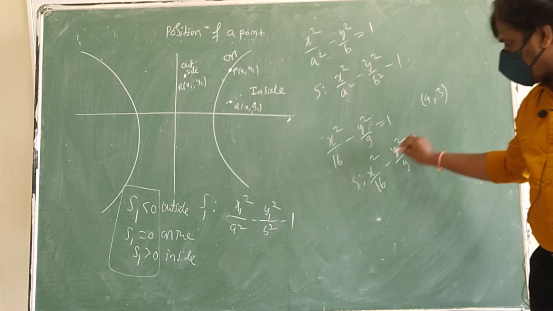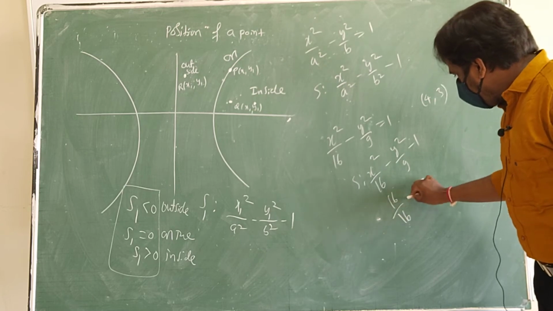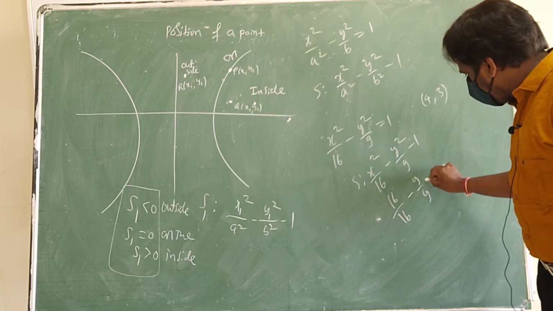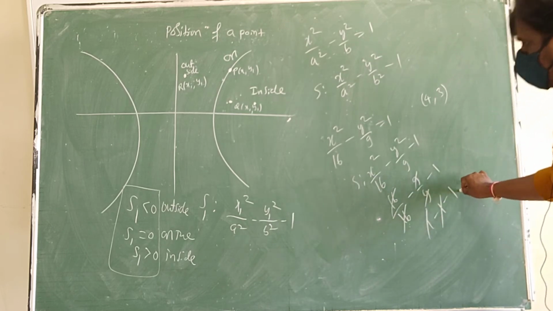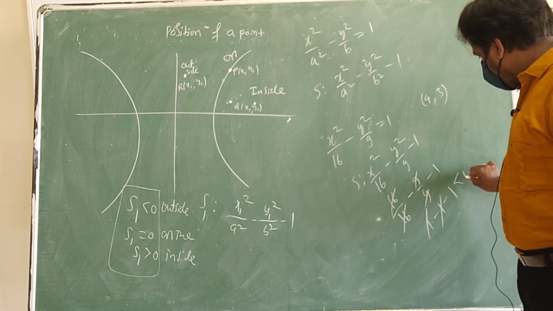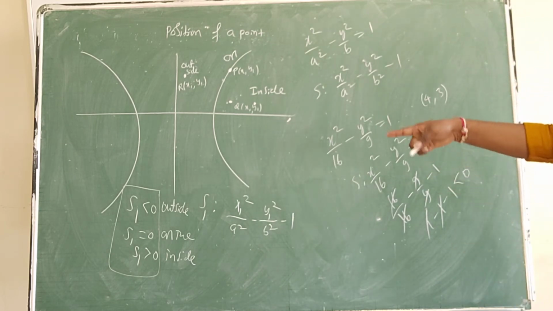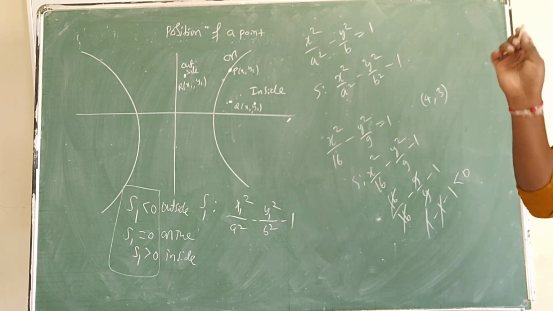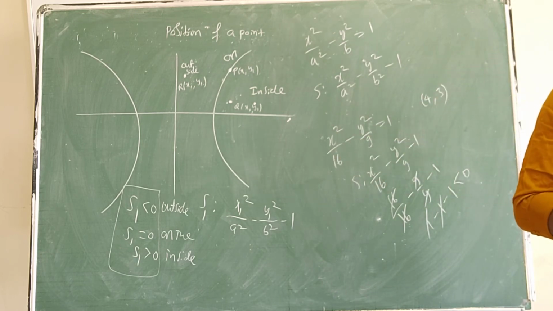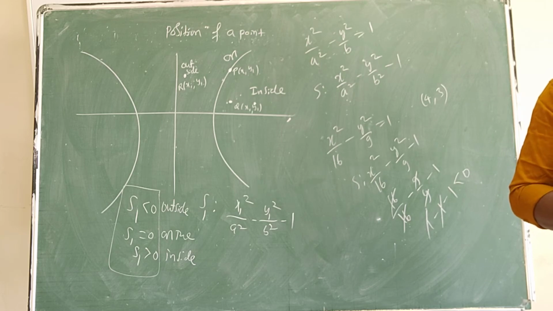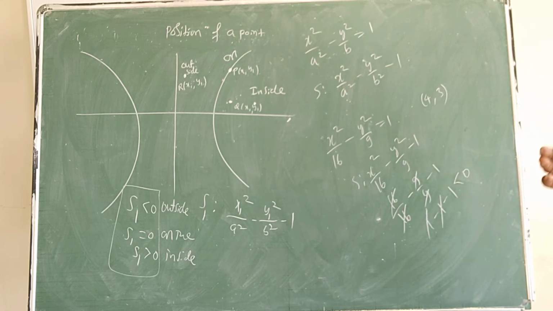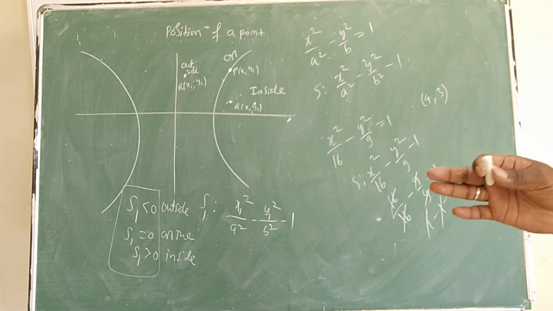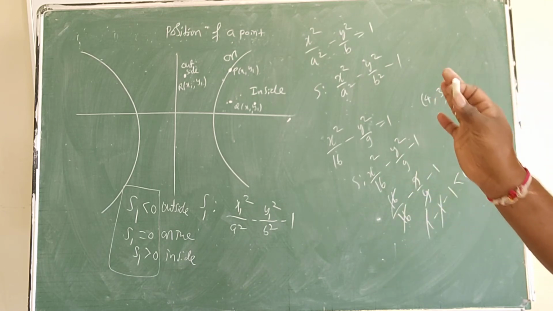For this point, if I check here, 4 square is 16 by 16 minus 3 square 9 by 9 minus 1. So if I cancel this, I get 1 minus 1 minus 1. I am getting a negative answer. Negative means it is less than 0. If it is less than 0, I can say that the point lies outside the hyperbola. Getting? Note down. So S1 less than 0 outside, S1 greater than 0 inside. You have to remember, in ellipse and circle it is different, in hyperbola opposite. Remember this point, very important.